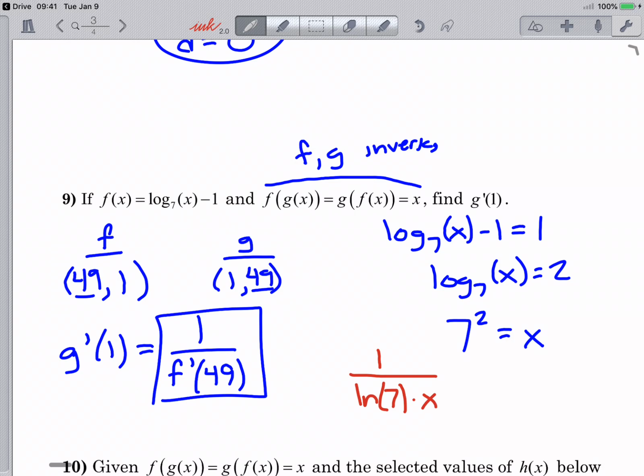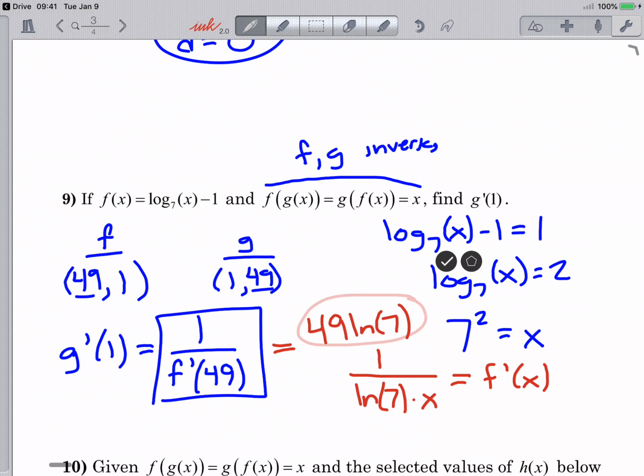So I'm going to plug 49 in there. So this is my f prime of x. So f prime of 49 is simply 1 over 49 times the ln of 7. So if I do 1 over that, I just end up with 49 times the natural log of 7. And that is my final answer.